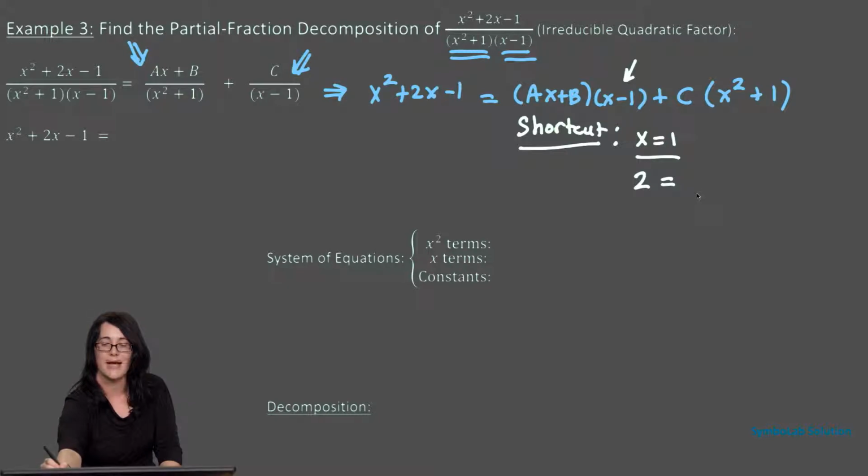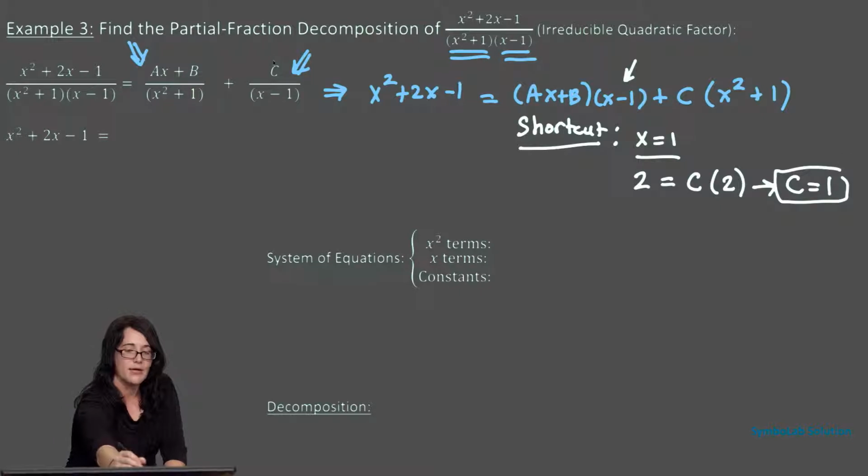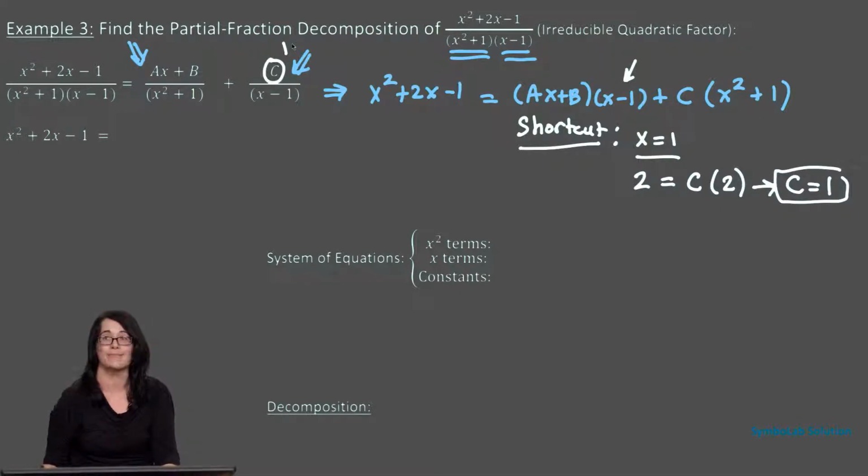And on the right side, the first term would cancel because x minus 1 goes to 0. But the c would be next to what? 1 squared is 1. 1 plus 1 is 2. So now we know what c is, don't we? If 2 times c equals 2, c must be 1. So already I know that c is really a 1. Well, that's fun.